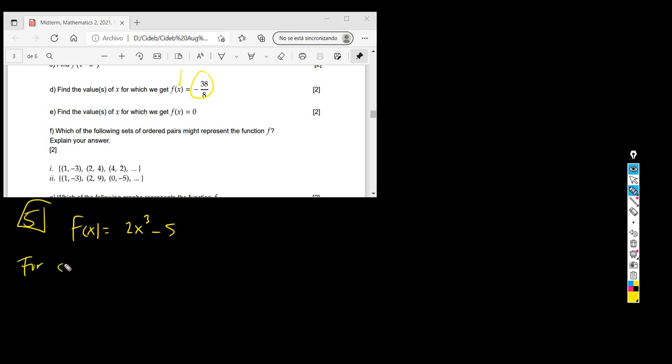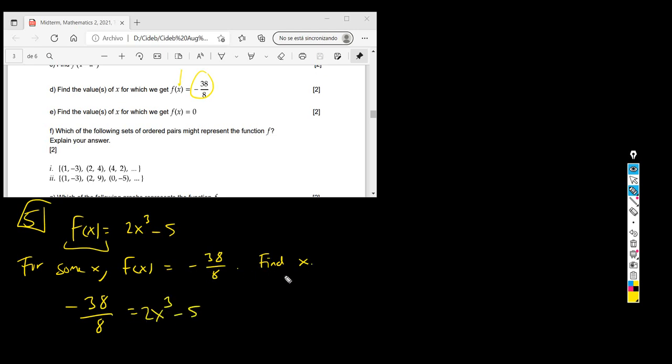For some x, f of x equals minus 38 over 8. Basically, I'm asking you to find x. That's it. So basically just replace in here this value. That's all you had to do, guys, like this.